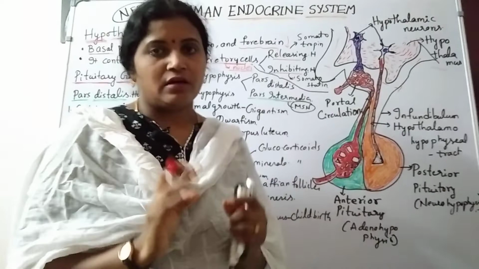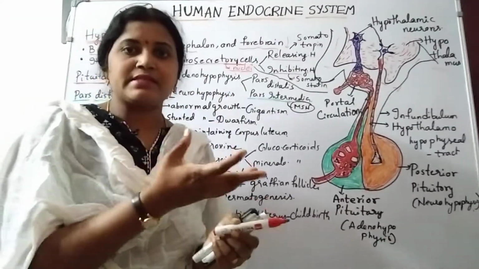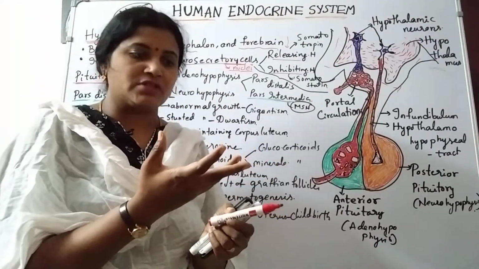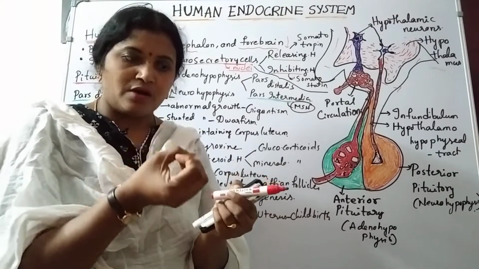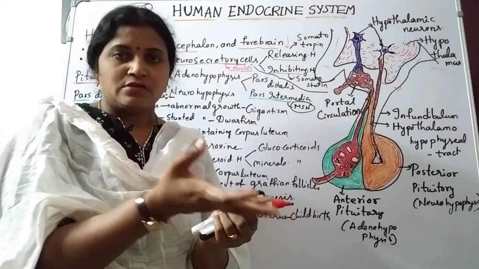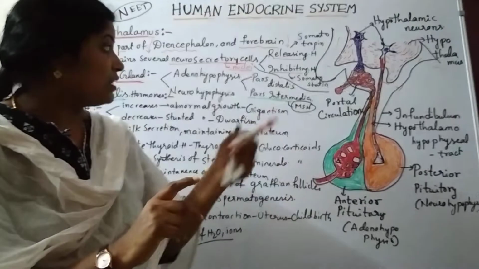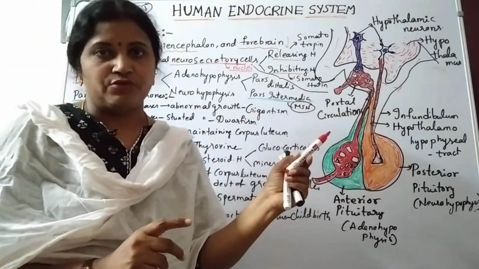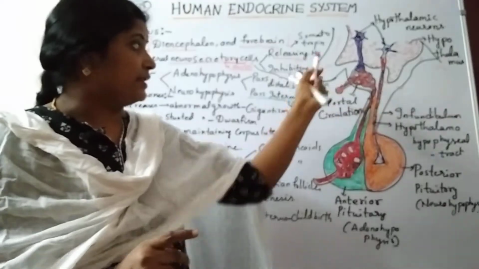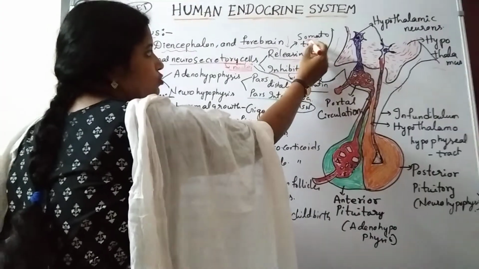Releasing hormones means they stimulate the secretions. They stimulate a particular hormone to be released. That's why these hormones are known as releasing hormones. For example, somatotropin.